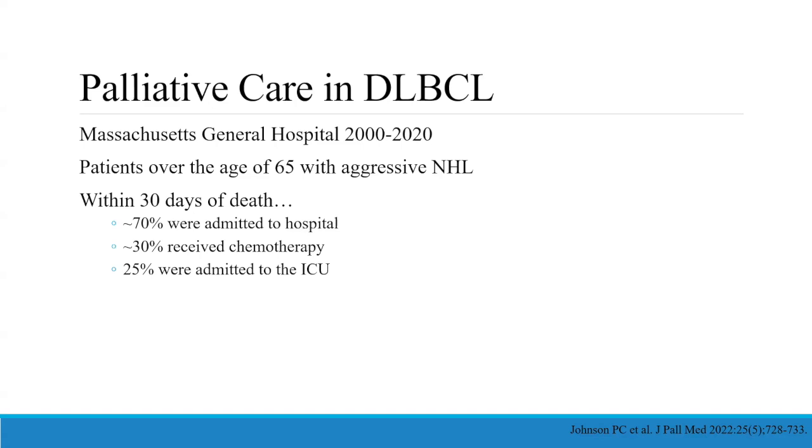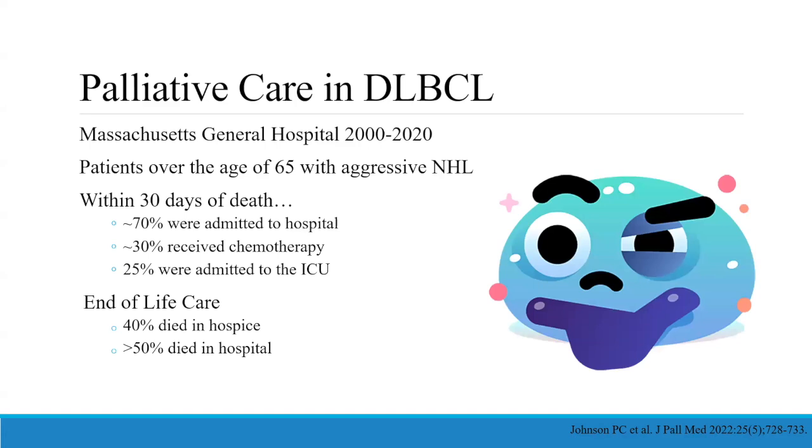And probably none of these numbers surprise people: almost 3/4 of them were actually admitted to hospital within the last month of their life, a third received chemotherapy and a quarter were in the ICU. And when it came to where they received their end-of-life care, the majority received that in hospital. So I guess the question is, we know that their overall survival if they don't respond to therapy is extremely poor. So why are these patients not receiving palliative care? Why are these patients dying in the ICU?